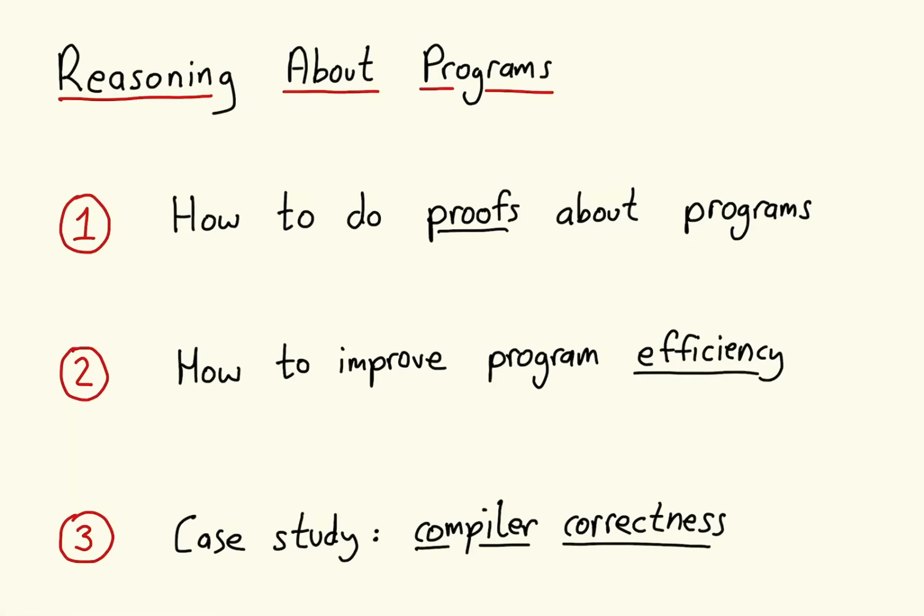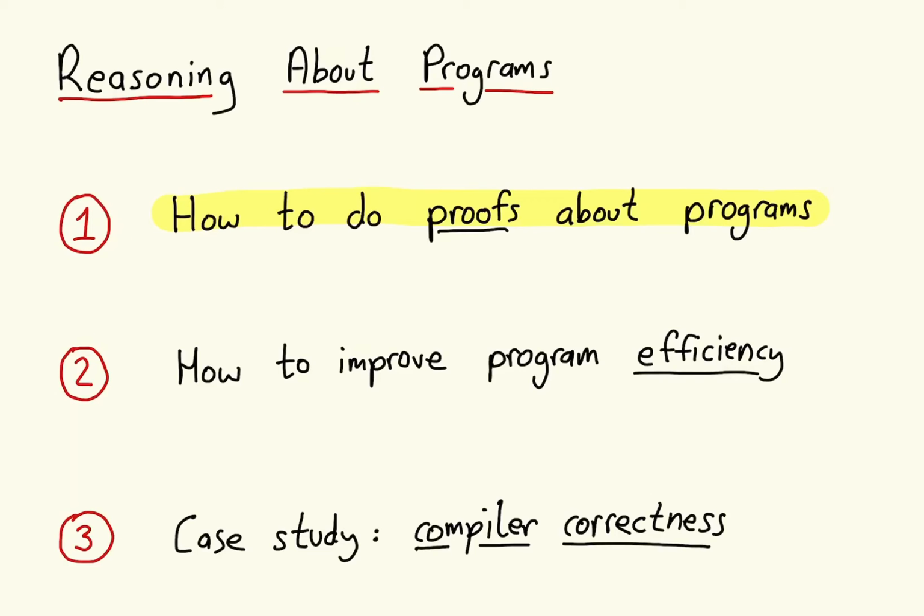So what we're going to be doing in the second part of the Advanced Functional Programming course is thinking about a new topic, and the new topic is reasoning about programs. And we're going to be looking at three particular things. So the first thing we're going to be thinking about is how to do proofs about programs. So when you're at school, you learn how to do some simple proofs about numbers, but in this course, you're going to learn how to do some simple proofs about programs, and in particular, Haskell programs.